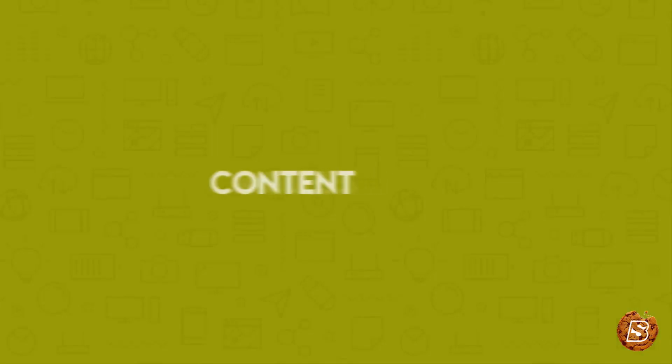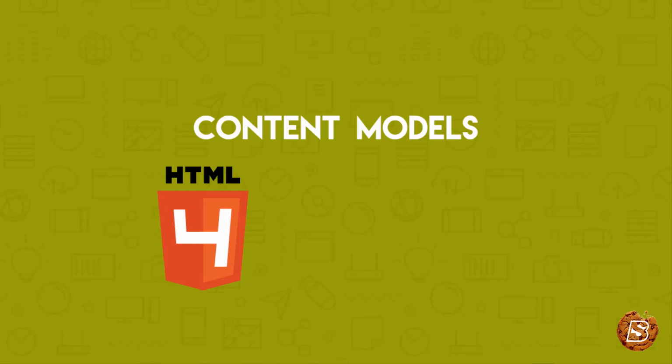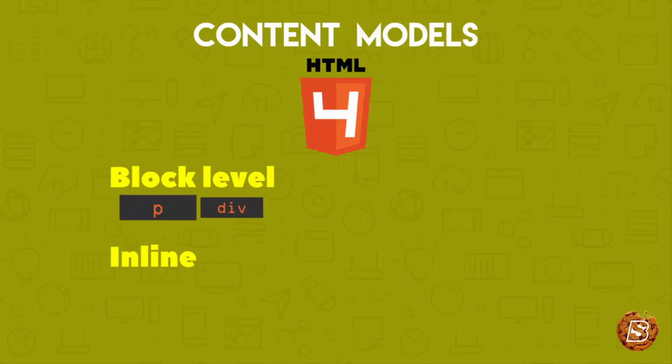In this lecture, we'll be taking a look at the content models that the previous version of HTML was having and the new version, that is HTML5, is having. Now in HTML4, we had two content models, the block level and inline. Now the block level models had paragraph, div, form, table.